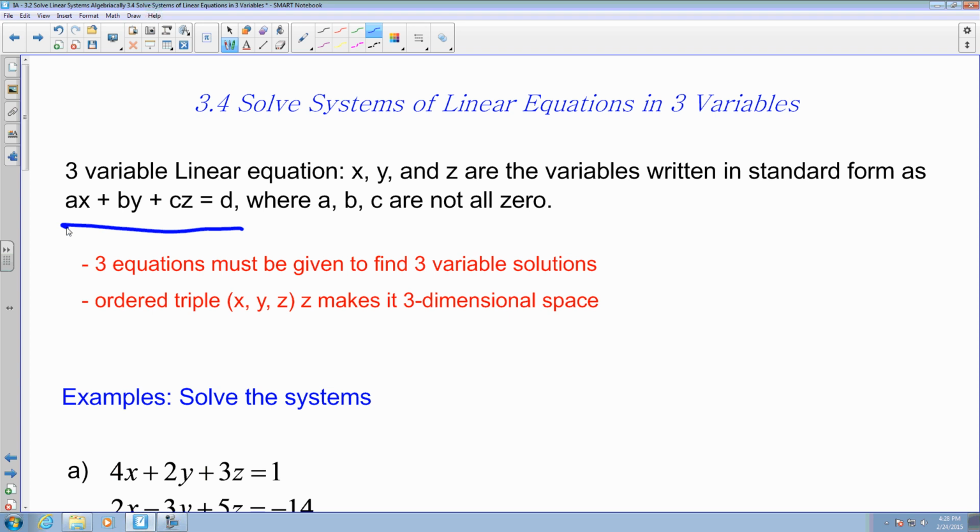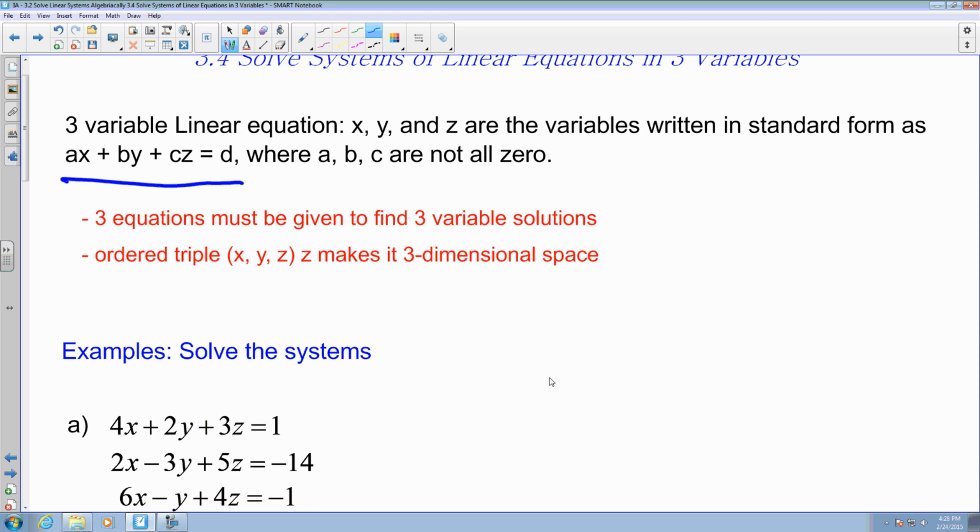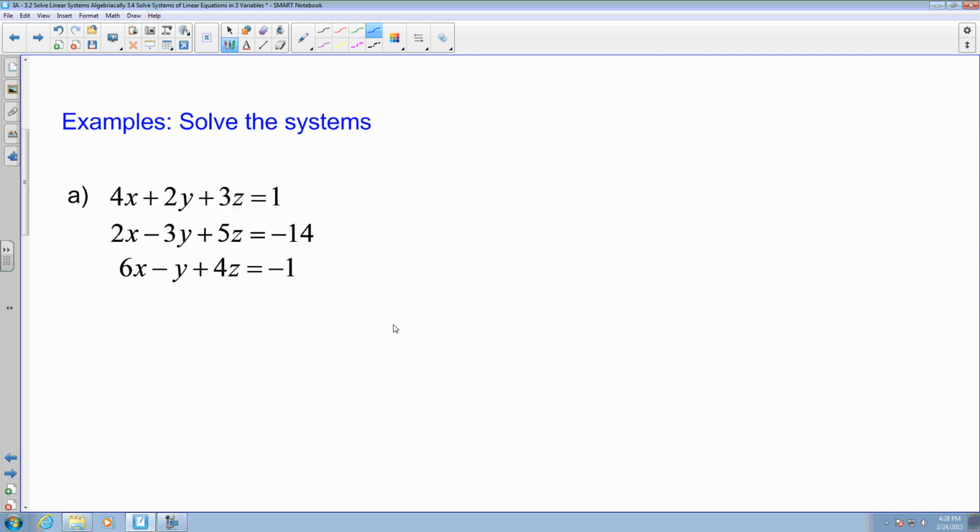So we solve systems of linear equations with two variables, x and y. It required us to have two equations. So since we add an additional variable, we're going to add an additional equation. And then the ordered pair becomes an ordered triple instead, and it's written in x, y, z form, which makes it a three-dimensional space. So the concepts are still the same as you're going to solve with two variables. Now we're just looking at it in a three equation setting.